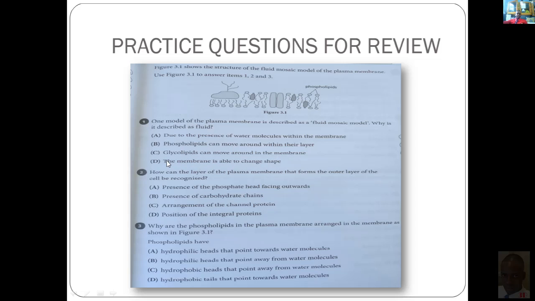Number 1 says the model of the plasma membrane is described as a fluid mosaic model. Why is it described as fluid? If we go through the answers here, it says due to the presence of water molecules within the membrane. Would that be the answer? Phospholipids can move around within their layer. That sounds it. Let's see if anything is close. Glycolipids can move around in the membrane.